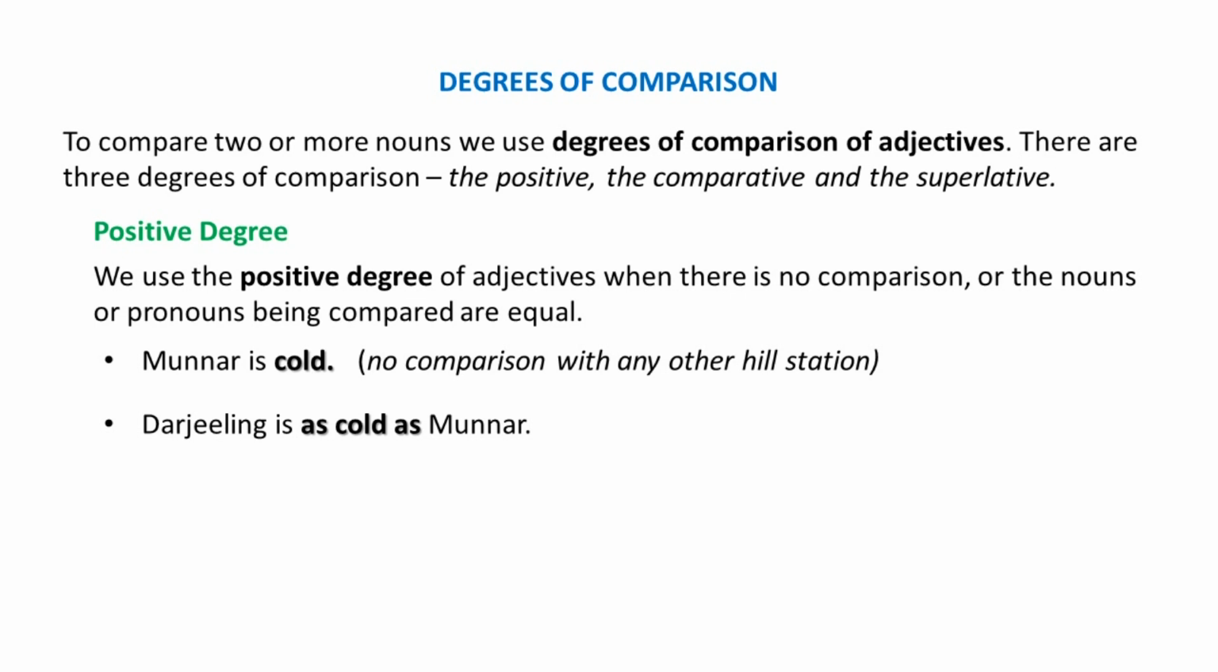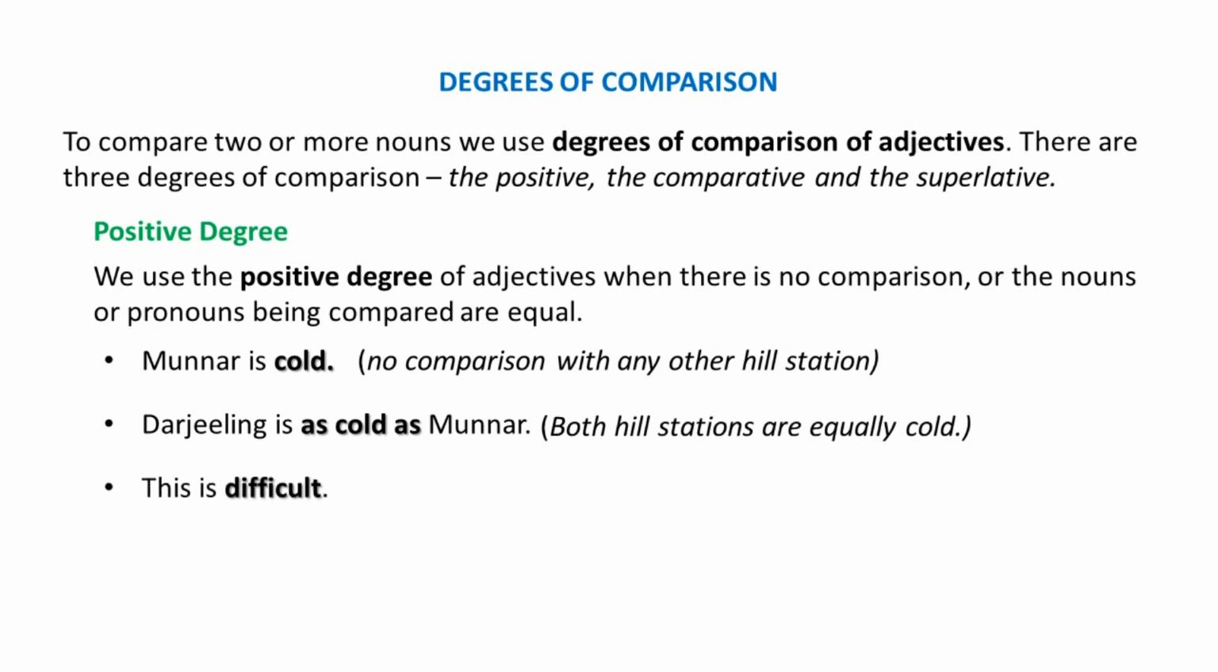Munnar is cold. In the second example, we are talking about two hill stations, Darjeeling and Munnar, and we are comparing them. And both are equal. Darjeeling is as cold as Munnar. So both hill stations are equally cold. Therefore, we have used the positive degree of adjective cold. So in both these sentences, notice that we have used the positive degree.